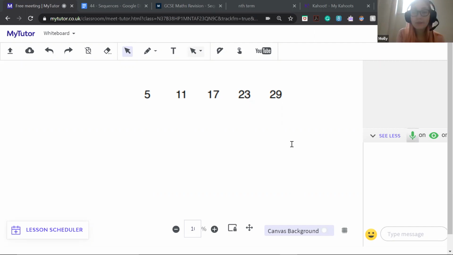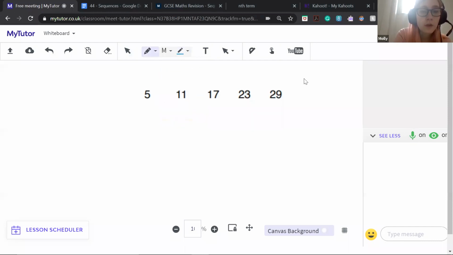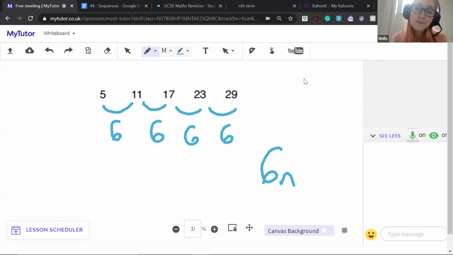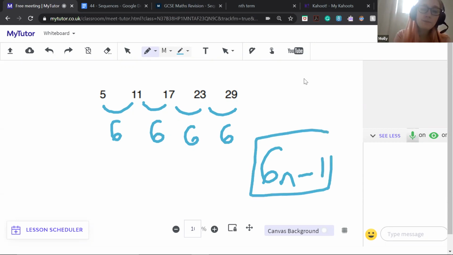Okay, I'll go through this one. We've already got this written out nice and big. So the difference between each of them is 6. And then we want to know what we add onto the end, because this 6 tells us that it's going to be a 6n. Now, if the first term was a 6n, what would the first term be? It would be 6. But what is it? It's 5. It's 1 less. So there's your nth term.